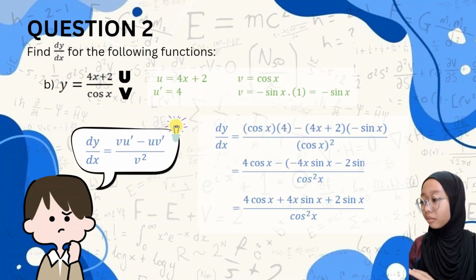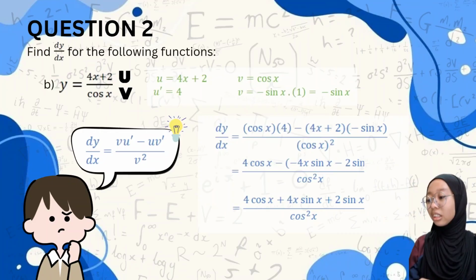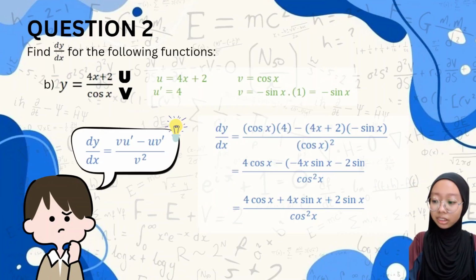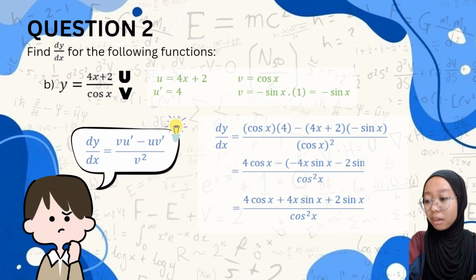we can just put it like cos x times 4 minus, in bracket, 4x plus 2 times negative sin x, divided by cos x squared. So cos x times 4 will be 4 cos x. Negative, in bracket, negative 4x sin x minus 2 sin x, divided by cos squared x.